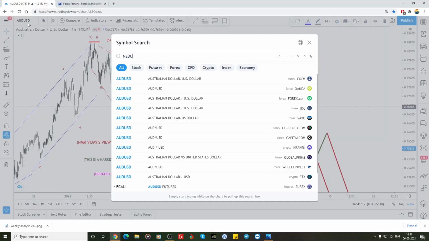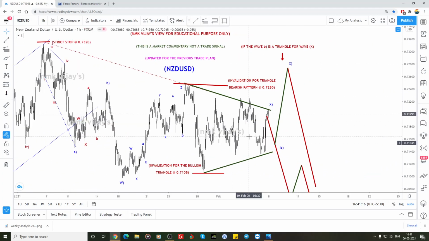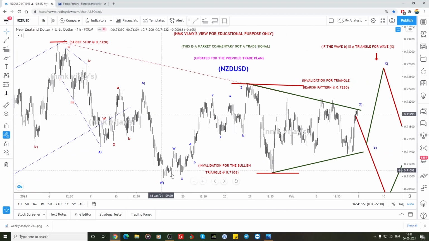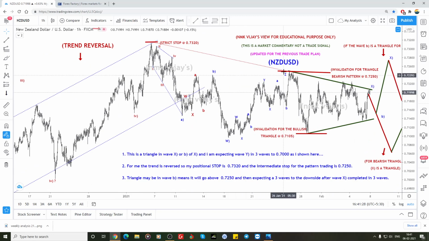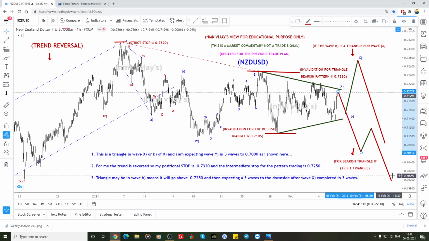So let's move on to New Zealand USD. Here also I have explained the New Zealand dollar. Here A, B, C is W, and here A, B, C, D, E. So if X is a triangle, it has to come down in a three-way structure.